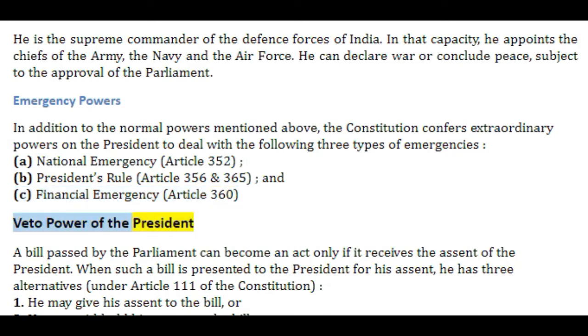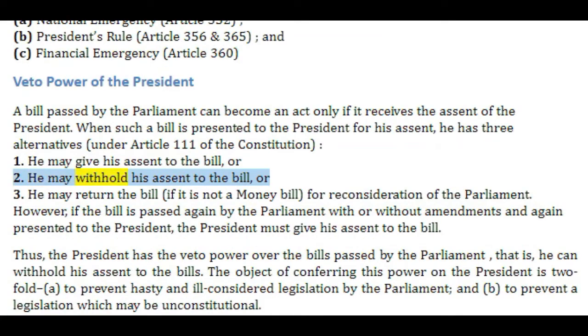Veto power of the President. A bill passed by the Parliament can become an act only if it receives the assent of the President. When such a bill is presented to the President for his assent, he has three alternatives under Article 111 of the Constitution: 1. He may give his assent to the bill, or 2. He may withhold his assent to the bill, or 3. He may return the bill, if it is not a money bill, for reconsideration of the Parliament.